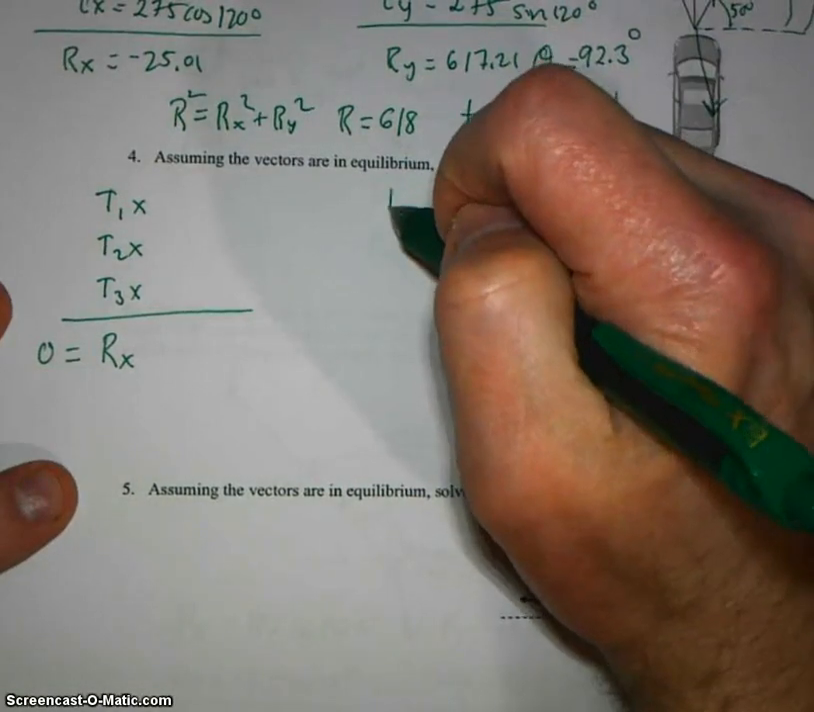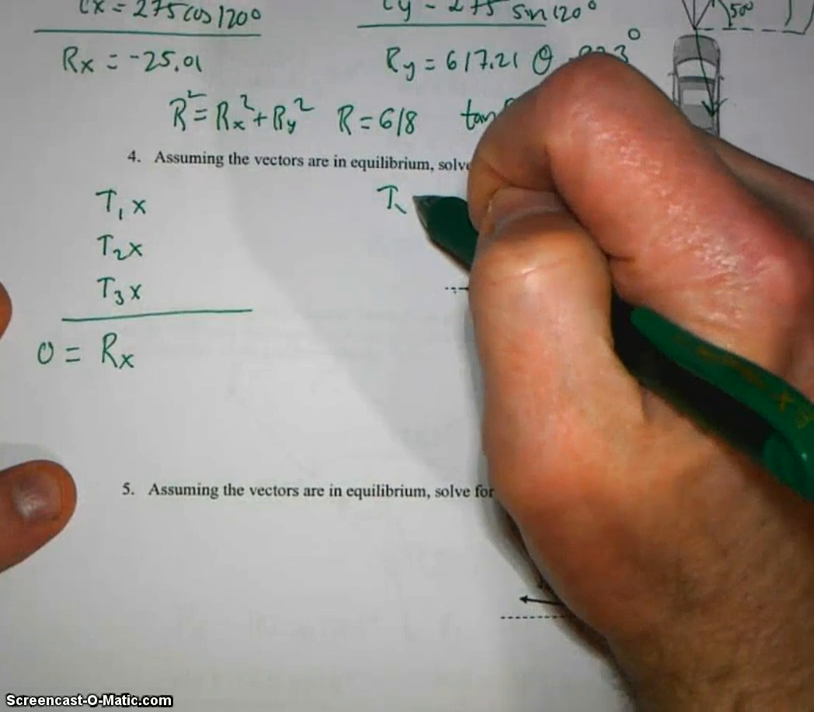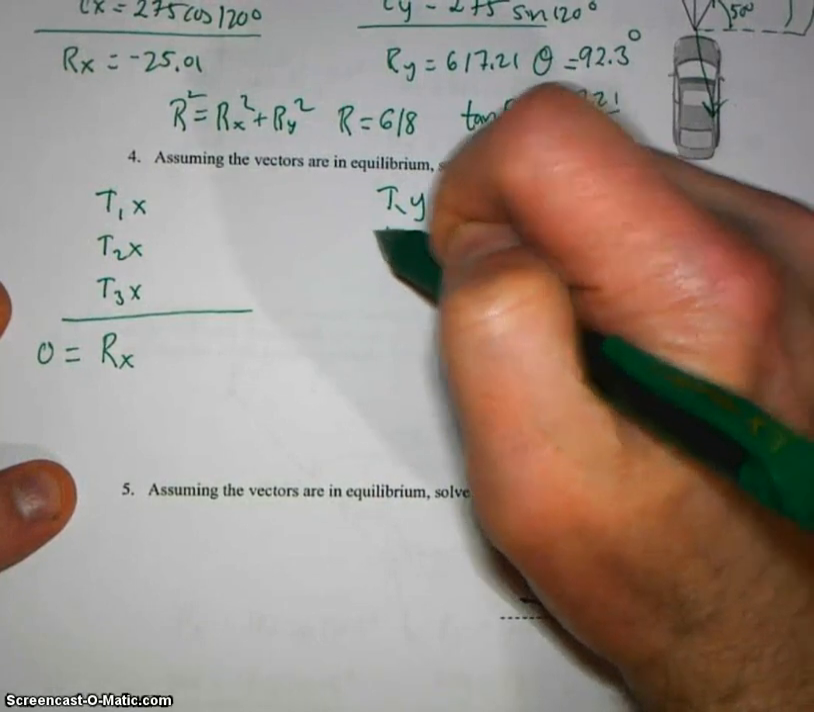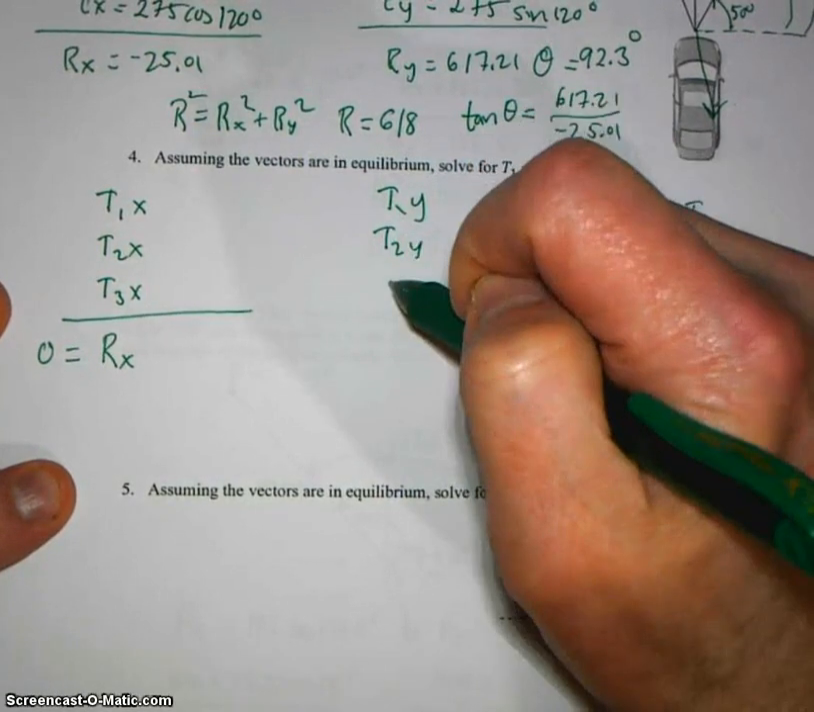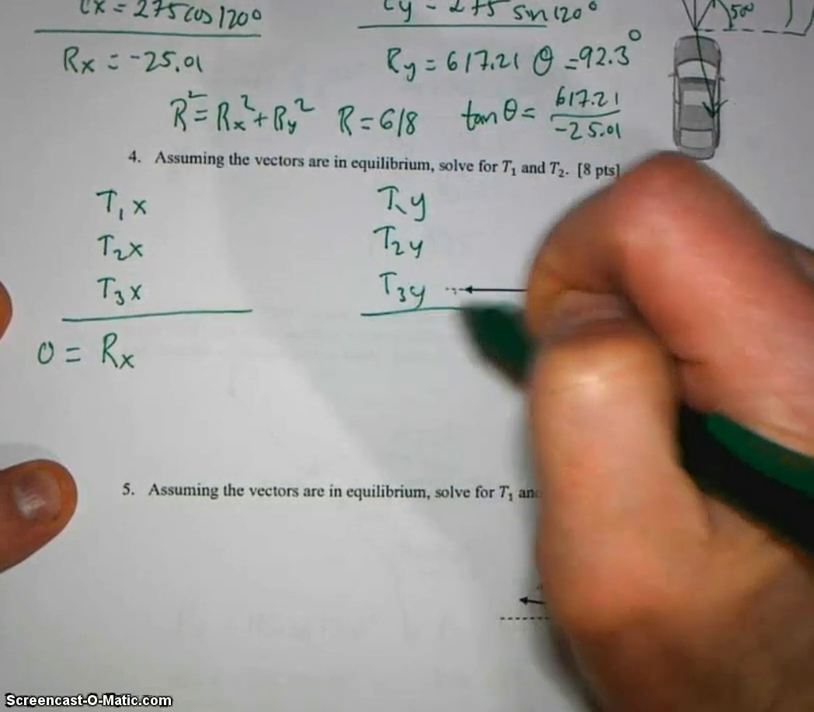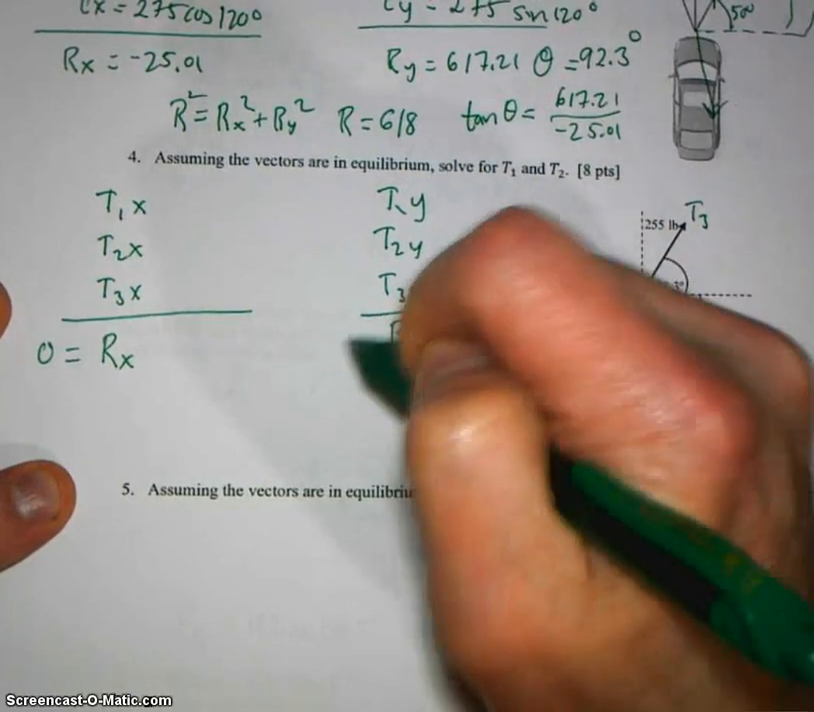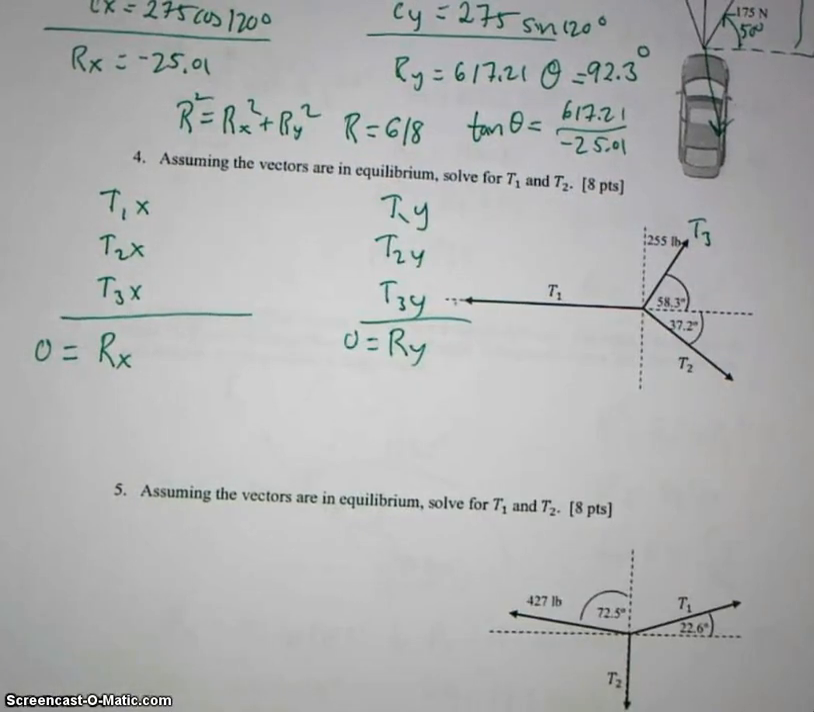At the same time, T1y plus T2y, I know that's a funny looking one, T3y. When I add those together and I get Ry, that's also going to be 0. So that's what it means to be in equilibrium. Nothing's moving. It's not moving in the x direction. It's not moving in the y direction.